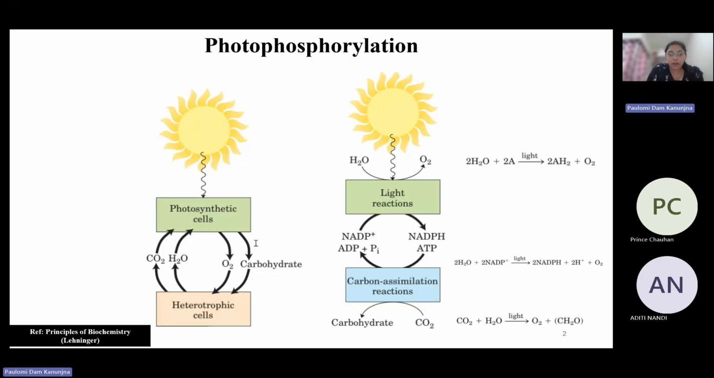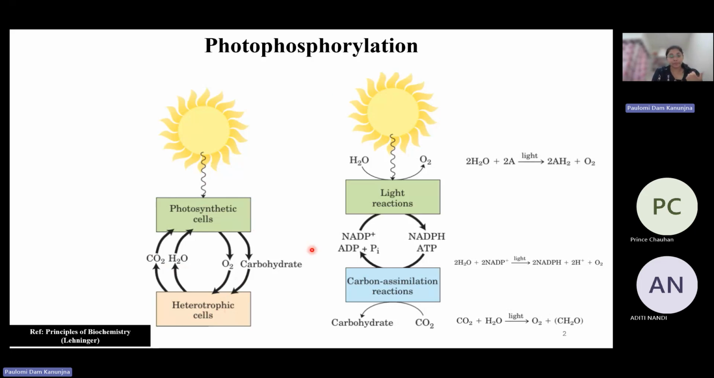And then there is a cycling of, let me just start the pointer, just a second. Yeah. So you have the solar energy taken by the photosynthetic cells, and they are giving out oxygen and carbohydrate, which are used by the heterotrophic cells. These heterotrophic cells give out carbon dioxide and water, and these are used by photosynthetic cells. So there is a balance in nature between the photosynthetic cells and the heterotrophic cells, because of the products that they generate and use up, right?